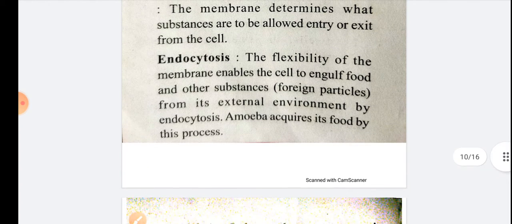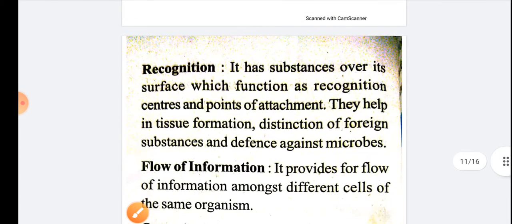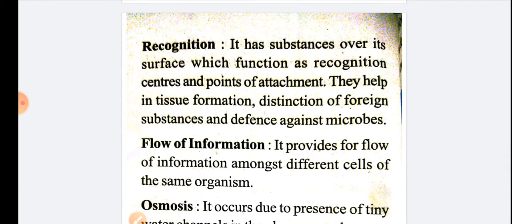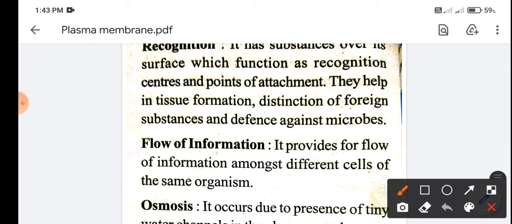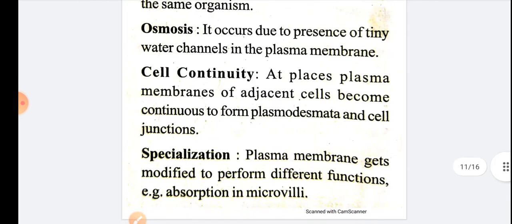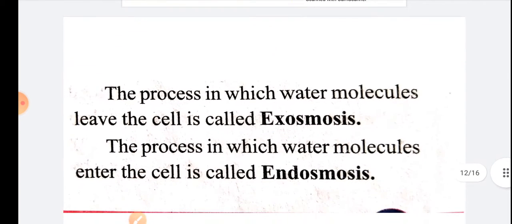Next is endocytosis. Endocytosis means taking in food. Next is recognition. Recognition means identification. They defend the cell against microbes. Also flow of information, osmosis, cell continuity and specialization. These are the functions of plasma membrane.